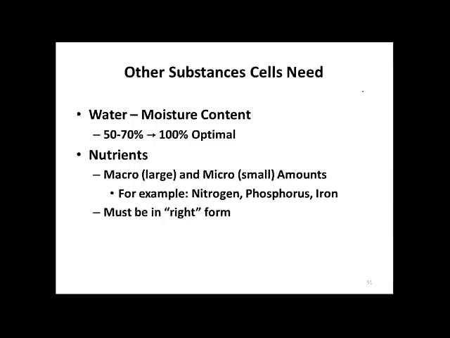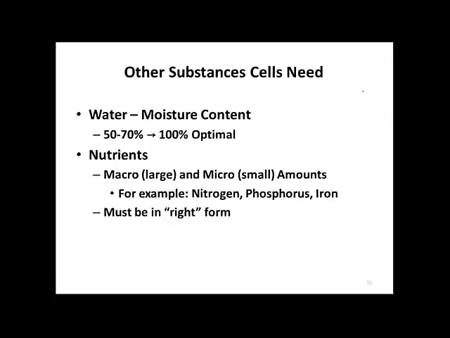They also need nutrients, and they need two types, two categories. One is macronutrients, which means they need large quantities of those, things like nitrogen and phosphorus. Then there are micronutrients, which are things they need just a little bit of. Some of these you would never even think of: things like molybdenum and vanadium and zinc and copper. They need very, very tiny amounts of those.